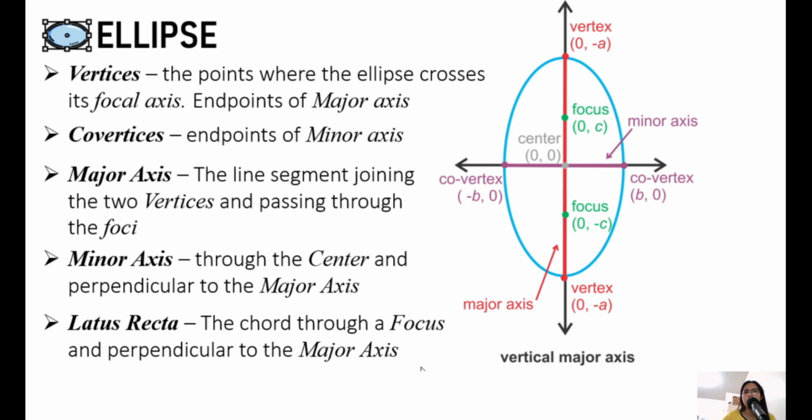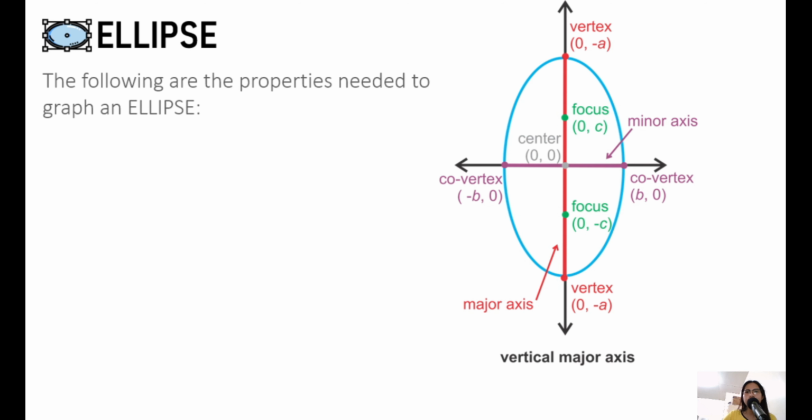Latus recta. What is the latus recta? It's the chord through a focus and perpendicular to the major axis. This is actually what was mentioned in the parabola. Latus rectum. This is latus recta because it is plural. So here and here you form a line. That is what is called the latus recta.